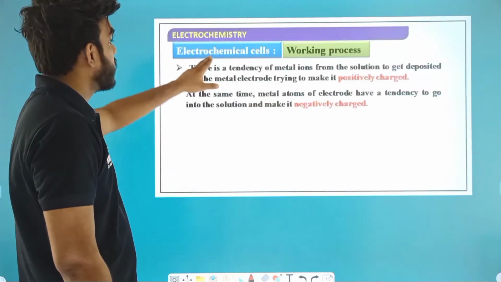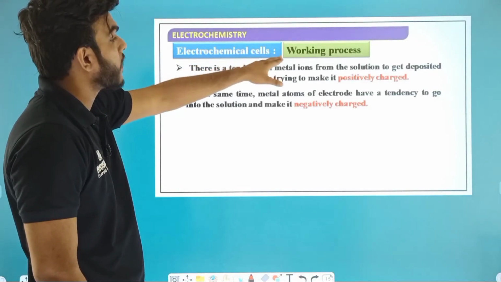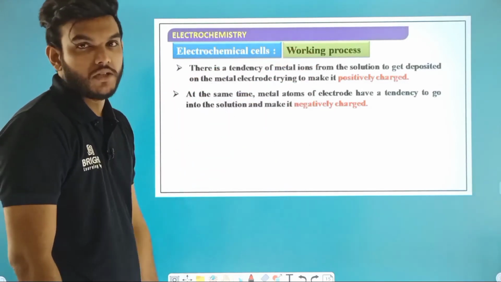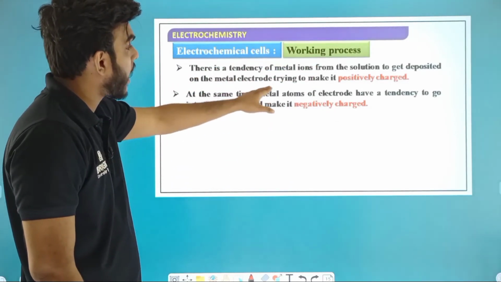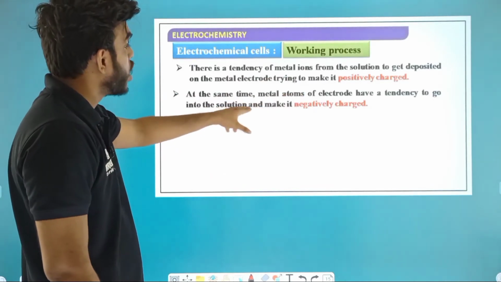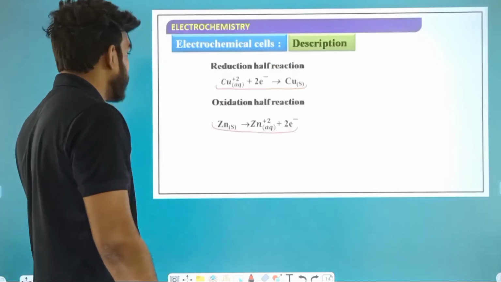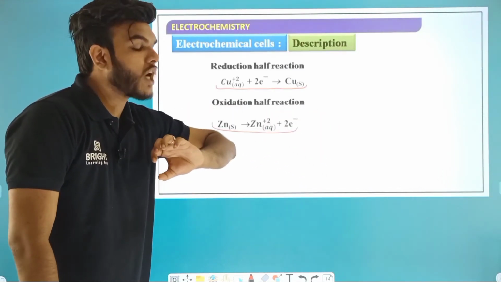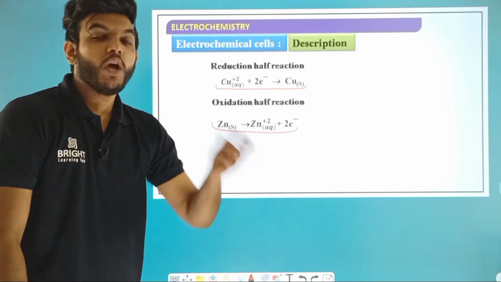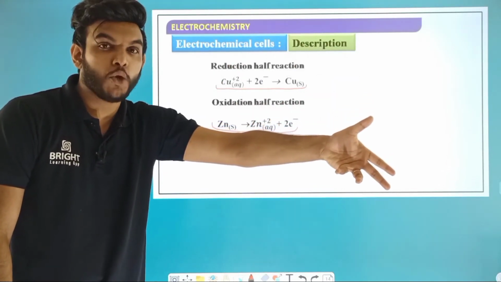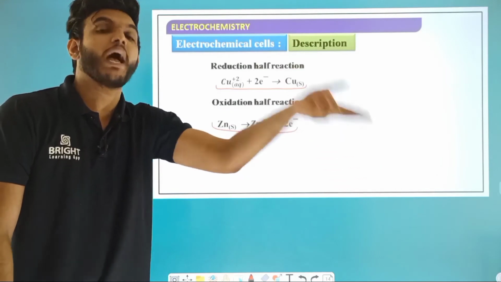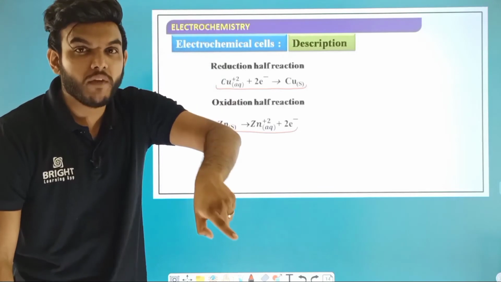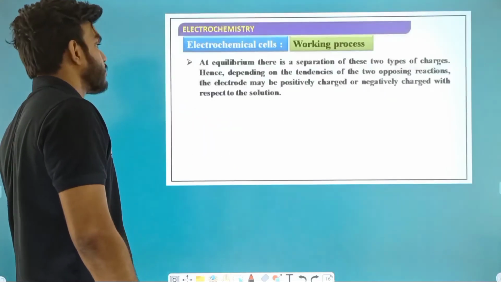From this we get that there is a tendency of a metal ion from a solution to get deposited on a metal electrode, trying to make it positively charged, and at the same time metal ions from an electrode have a tendency to go into the solution, making it negatively charged. Negatively charged means a tendency to accept electrons, positively charged means a tendency to lose electrons. Where does losing of electrons take place? Anode. So anode will be positive. Cathode has a tendency to accept electrons, therefore cathode will act as negatively charged.